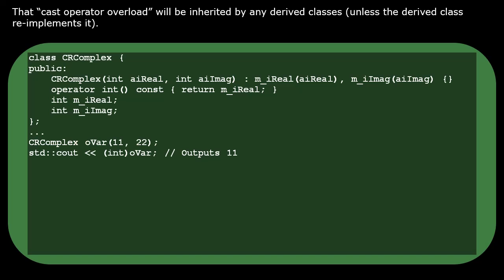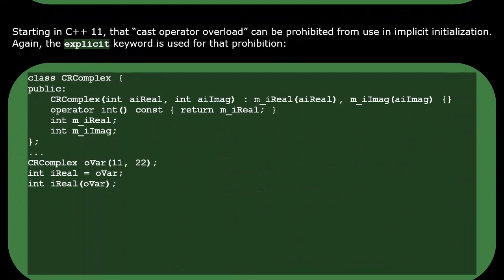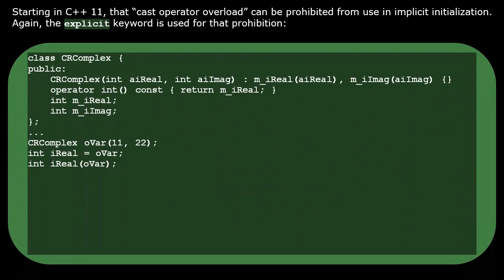That cast overload form will be inherited by a derived class, unless the derived class re-implements it. Starting in C++11, that cast overload can be prohibited from use in implicit initialization. Again, the explicit keyword is used for that prohibition.